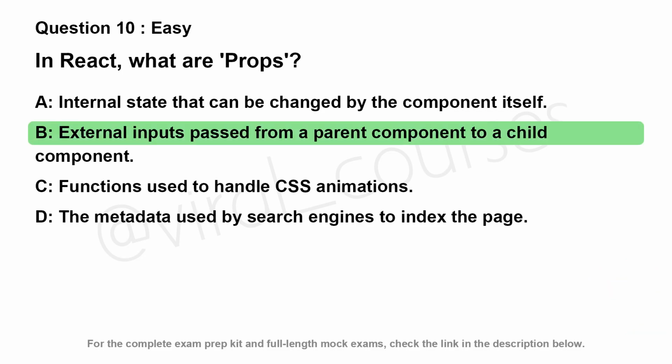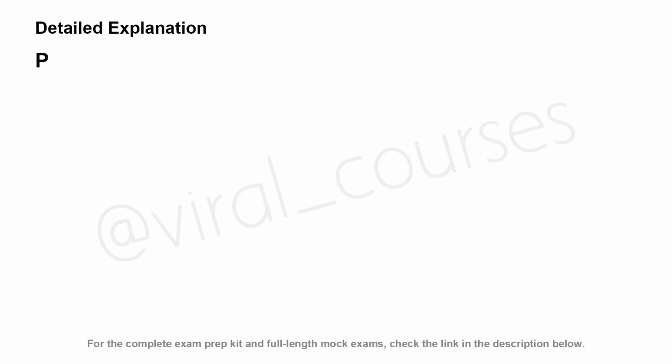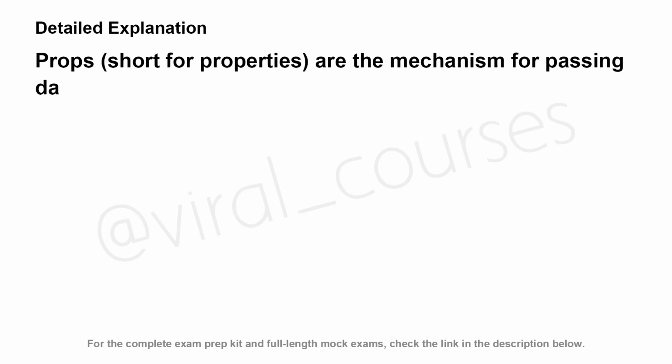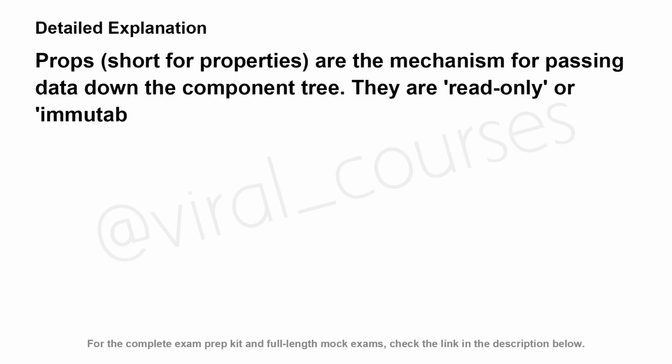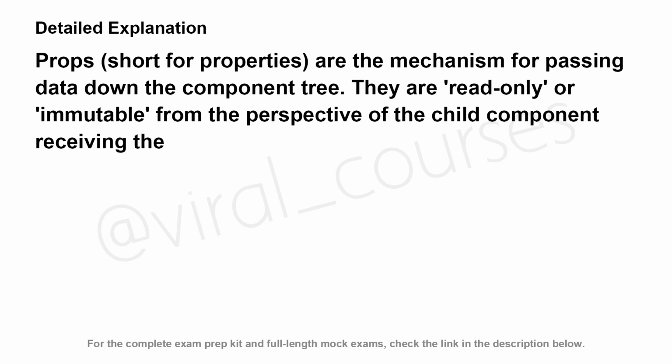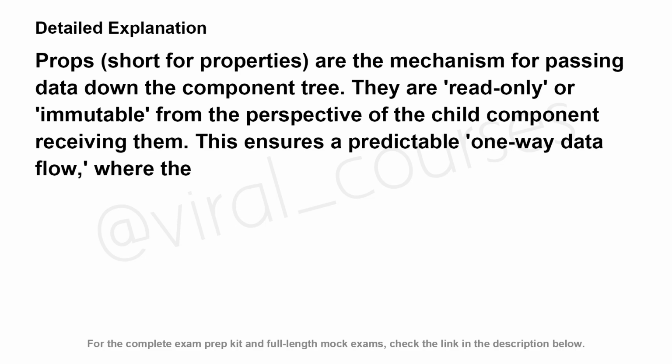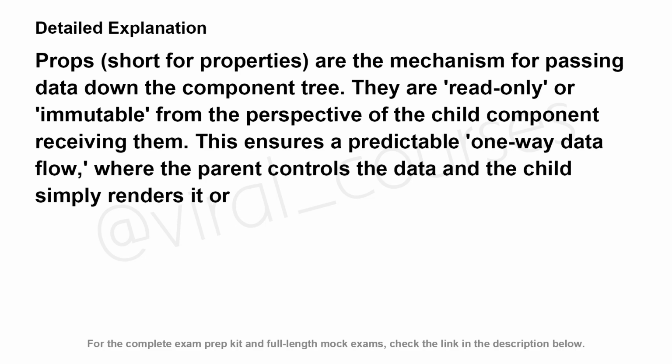The correct answer is B. Props, short for properties, are the mechanism for passing data down the component tree. They are read-only, or immutable, from the perspective of the child component receiving them. This ensures a predictable, one-way data flow, where the parent controls the data and the child simply renders it or uses it to perform logic.